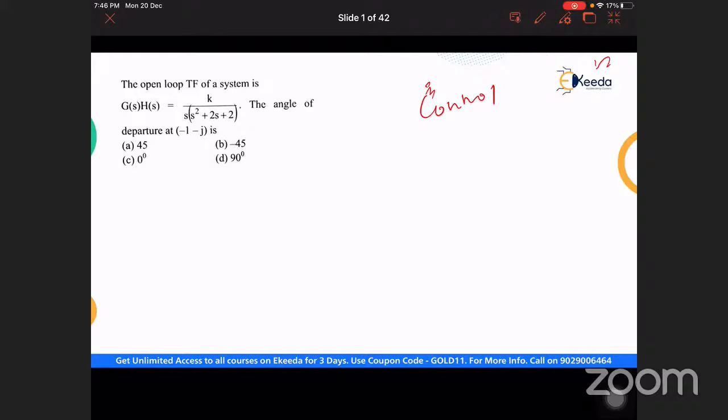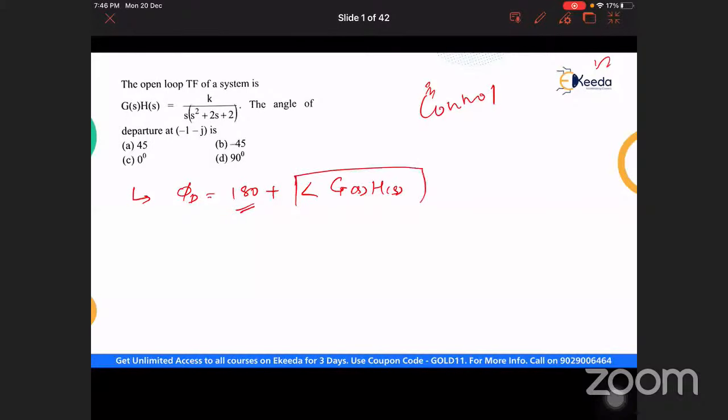Now, the first thing: what is the angle of departure? Angle of departure is nothing but phi d, which is given by 180 plus angle of G(s)H(s). Is it right? Now 180 degrees we have, but the angle of G(s)H(s) is unknown.